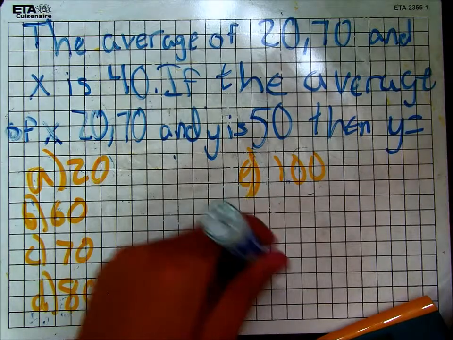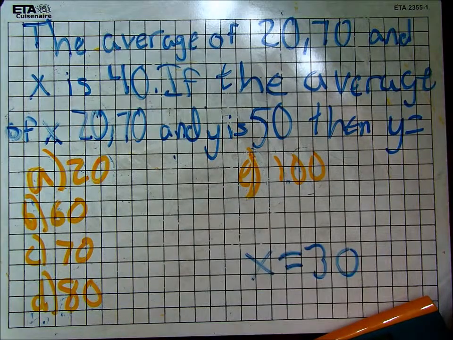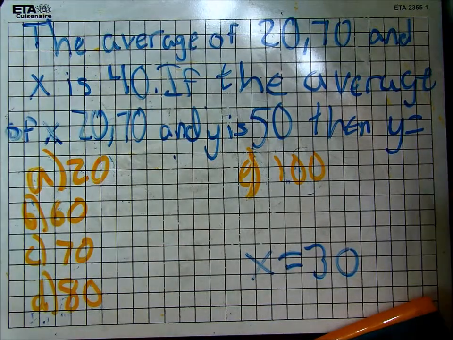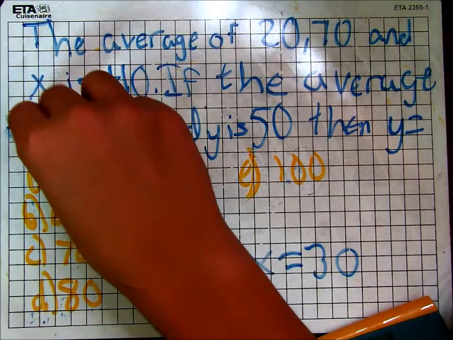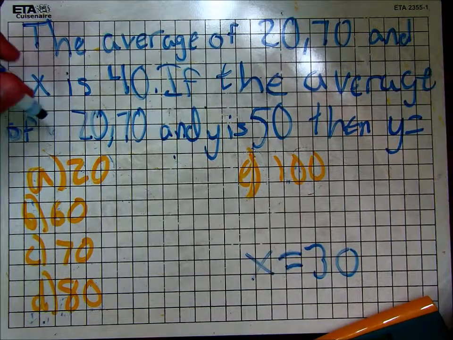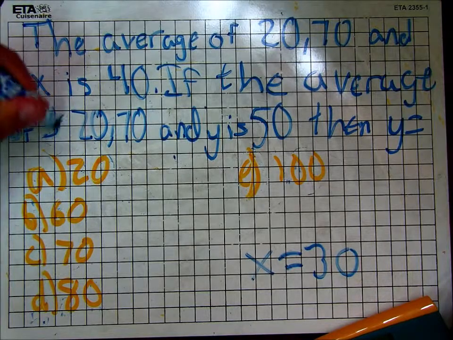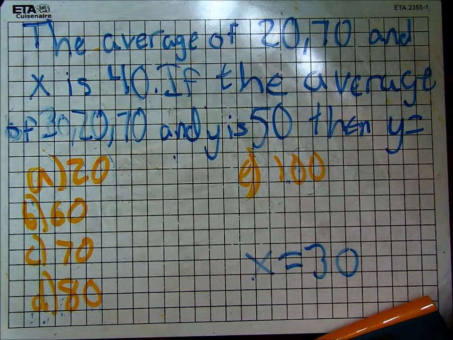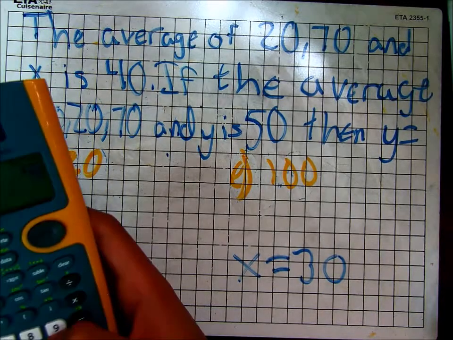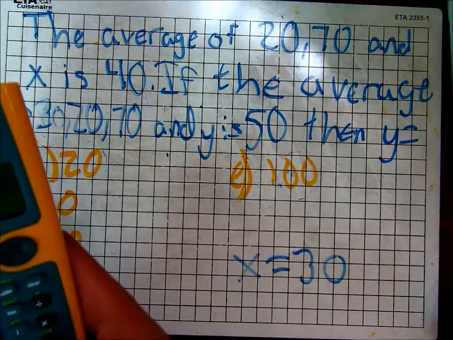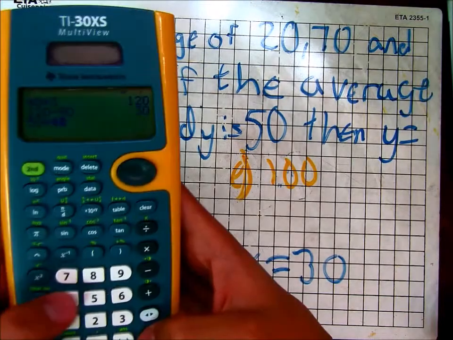Let me write it down here. But we know that the average of x, which let's replace it with 30, because we know it's 30 now. So the average of 30, 20, 70, and y is 50. Then we know that these four numbers have to add up to 50 times 4. So let's do it, because there's four numbers here. So we do 50 times 4.